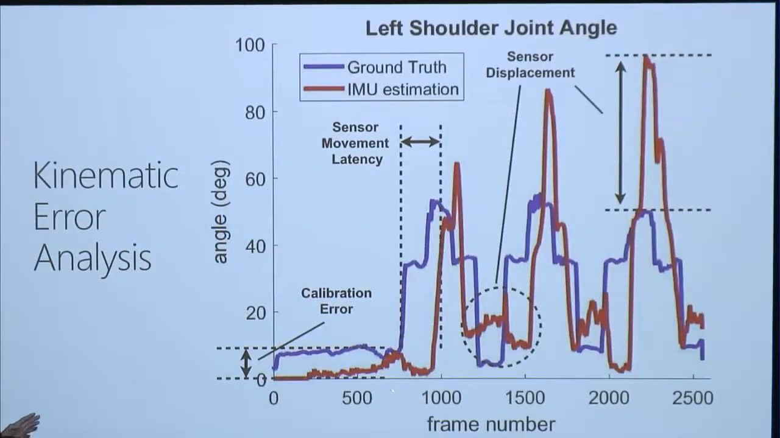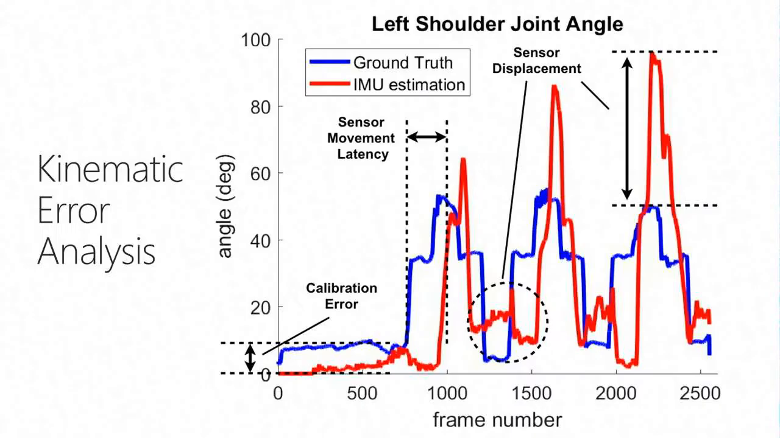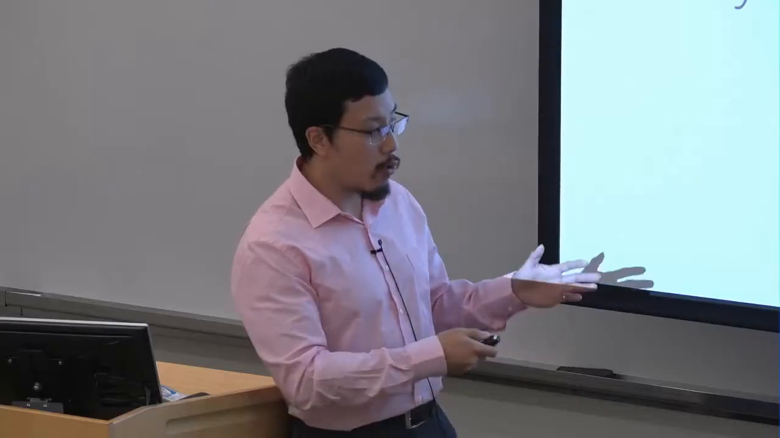Also, when the subject starts to move, the body parts move right away. That is captured by the MOCAP system, the ground truth, the Kinects. But the sensors on the garment may not directly follow the movement since they are loosely mounted. They may move when the fabric stretches. So it moves with the fabric, not with your body segment. That's why we have a sensor movement latency here.